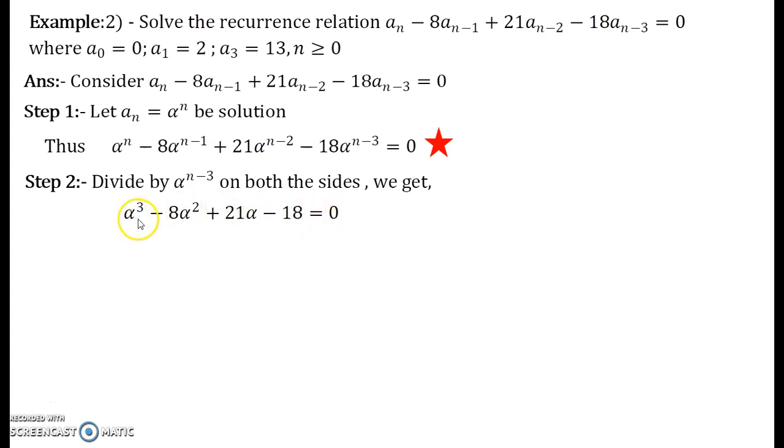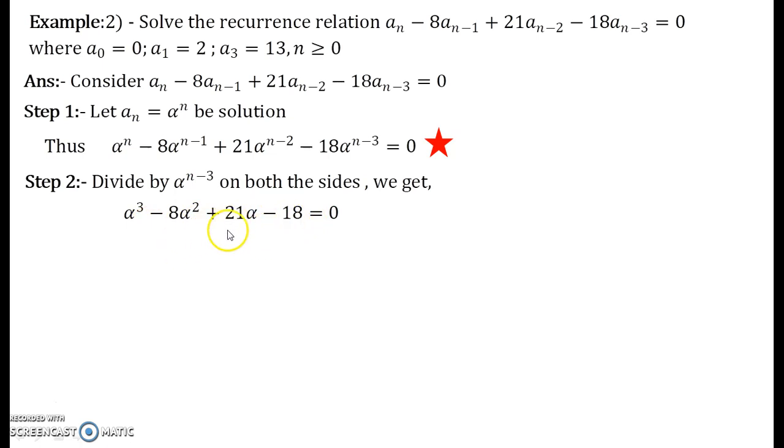Now this is a cubic equation. If you know how to solve a cubic equation using the Cardano method, it is well and good. Otherwise you can use the synthetic division method, which is taught in school, or any other method available to you. If you are allowed to use calculators during your examination, then you can plug in the values of the constants and get the answer.